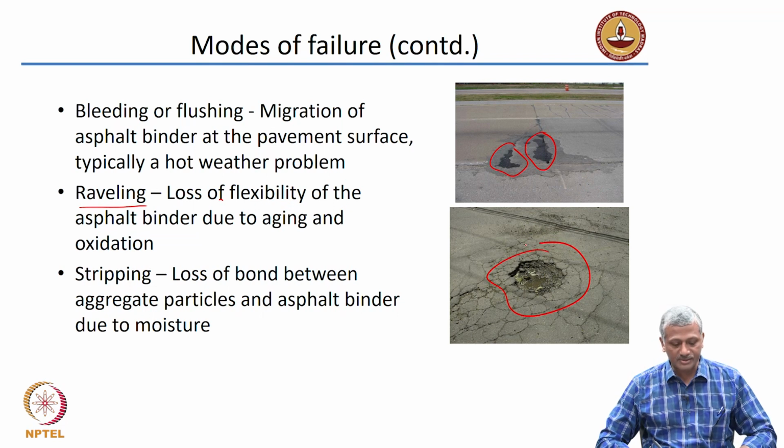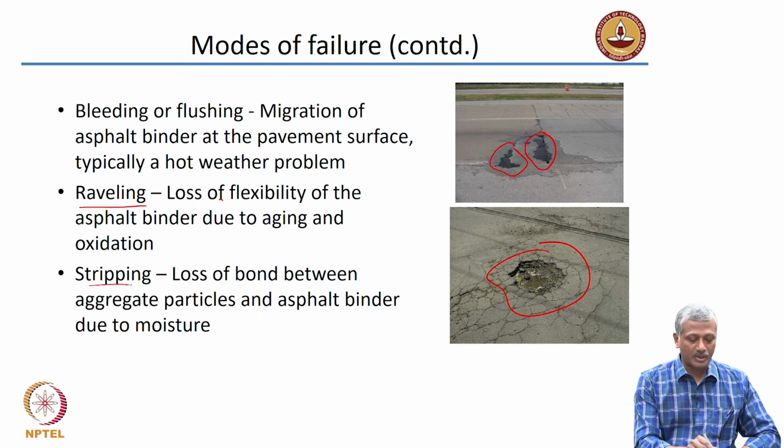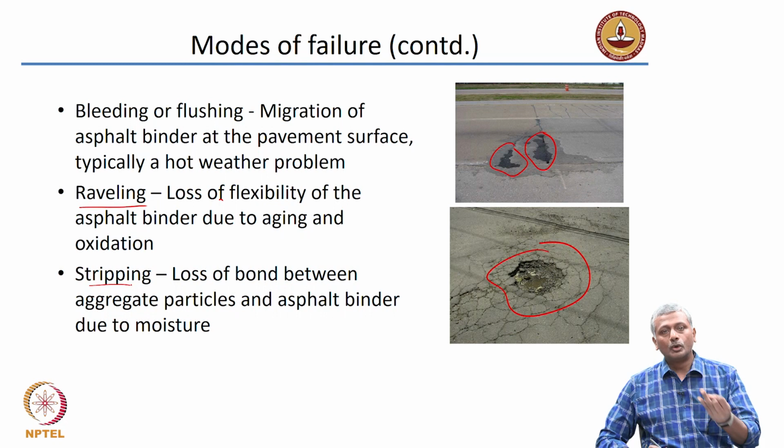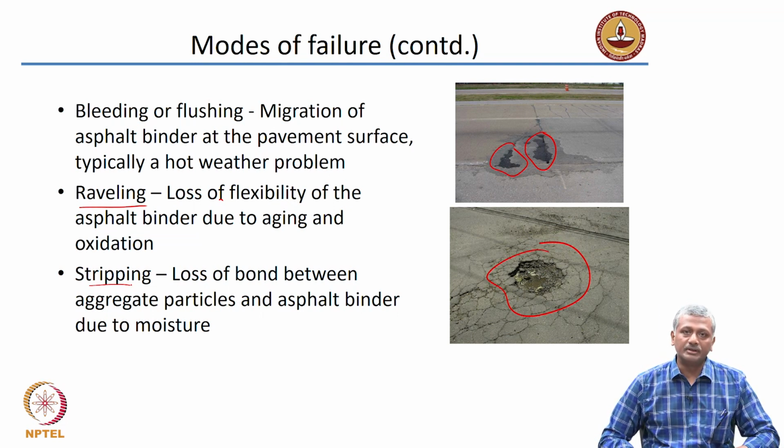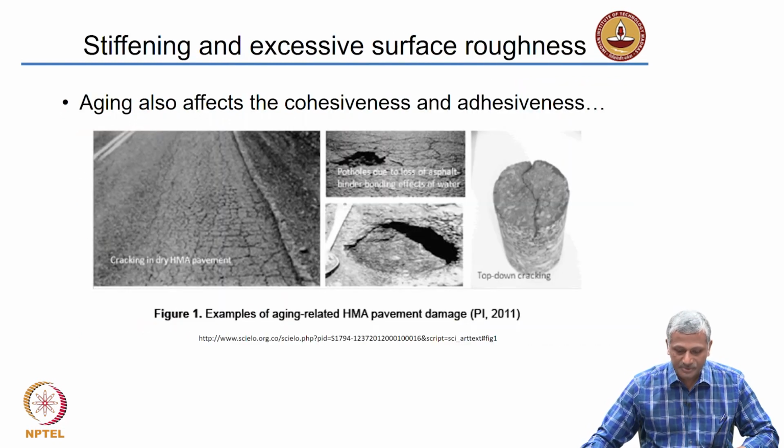Oftentimes you will see this stripping issue also happening. So, we have looked at rutting, low temperature thermal cracking, fatigue cracking, bleeding or flushing, raveling and stripping. These are the common failure types that you observe in pavements. Let us look at some more examples of the same.